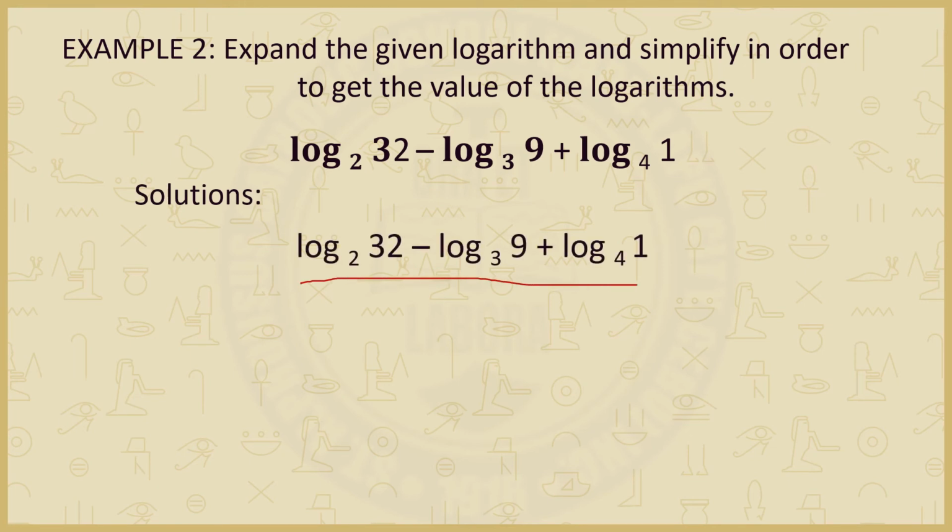Copy first our given, and after which, we are going to make this 32 into exponential form, and then transform also this 9 to its exponential form. And we have 3 squared and we have 2 raised to 5. And then you copy the third term. After that, we will be using the power rule for the first and the second terms because it shows exponent here.